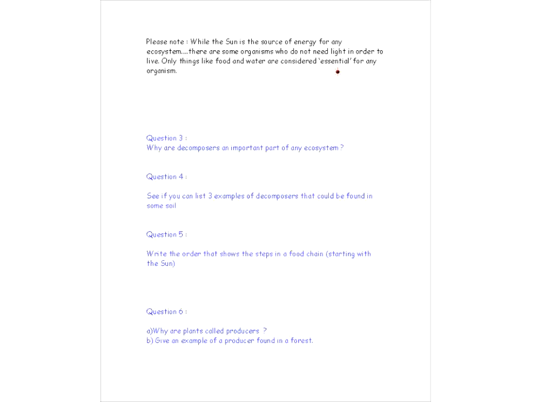All right, so some questions here. Why are decomposers an important part of any ecosystem? Question 4, see if you can list some examples of decomposers that can be found in soil. Question 5, write the order that shows the steps in a food chain. So think back to the food chain. Remember, we're starting with the sun. And then where do we go from there? All right, question 6, why are plants called producers? That's 6A. And 6B, give an example of a producer found in a forest.